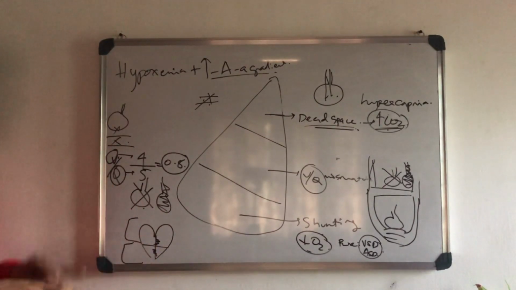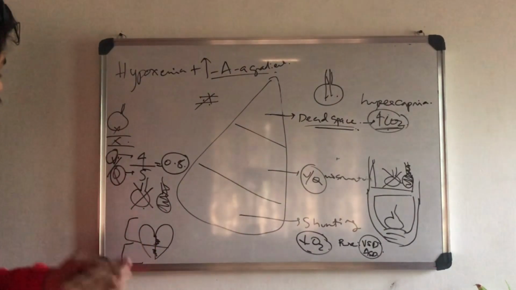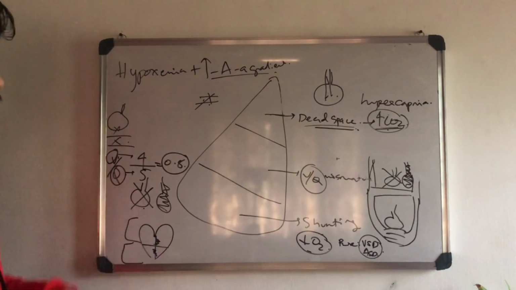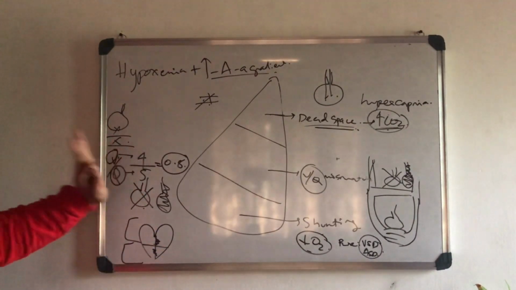Understand? Those are becoming equal, and V by Q will be 1. That is the ideal condition. Here normally it is 0.8.